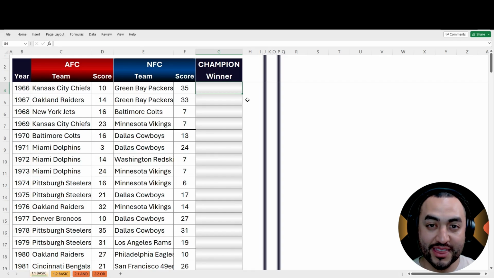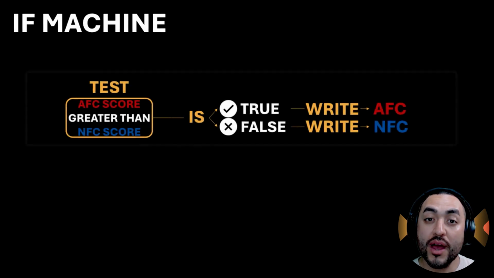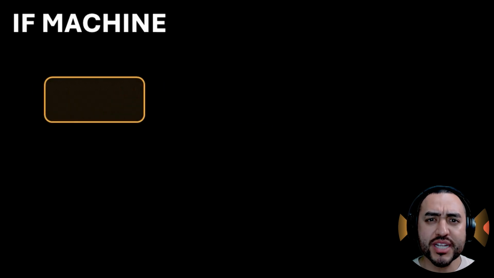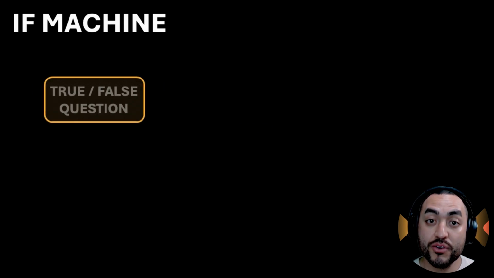But first, let's build an if machine. We'll do it together, and in the process, we'll accomplish 2 things. First, we'll ground our intuition by visualizing how the if function really works. And then second, we'll learn how to actually build a formula in Excel. So the if machine is simple. It does 2 things. First, I'm going to give the machine a true-false question.